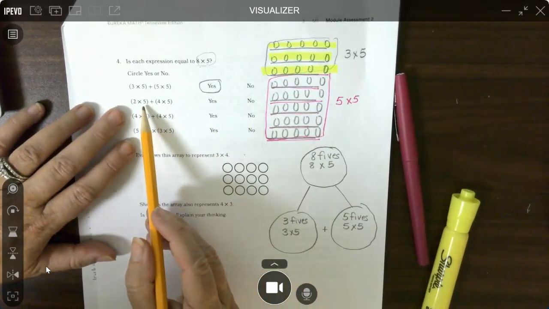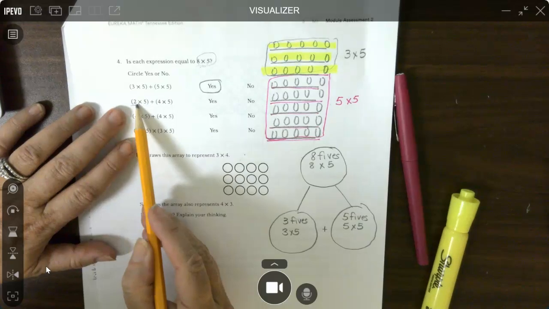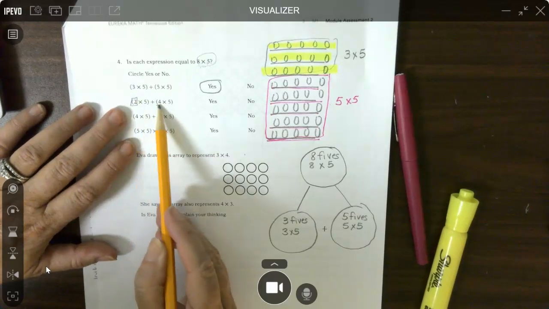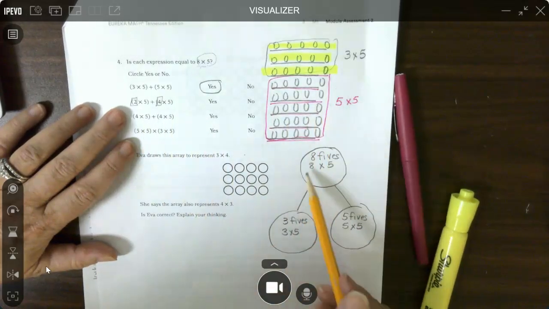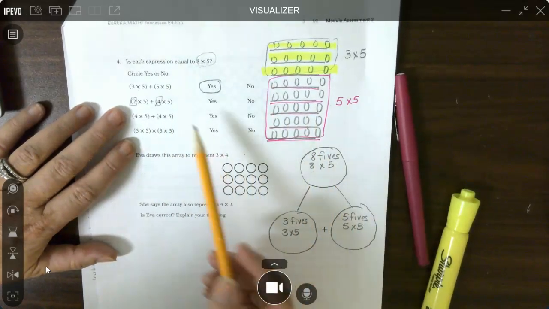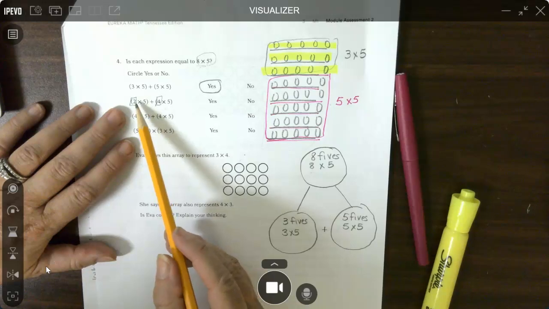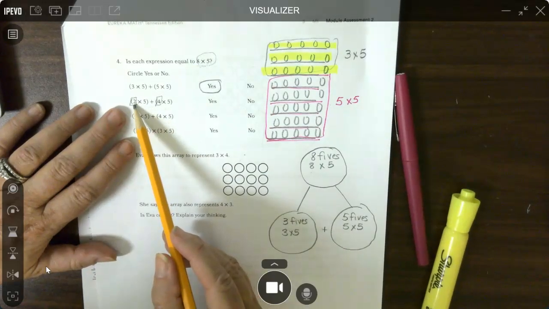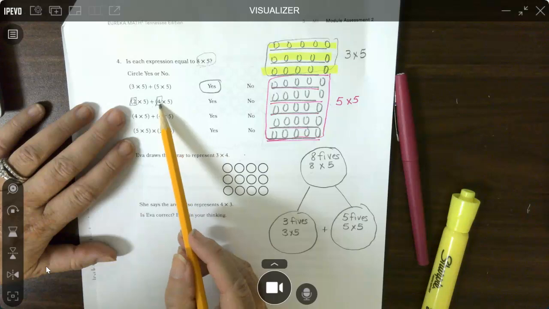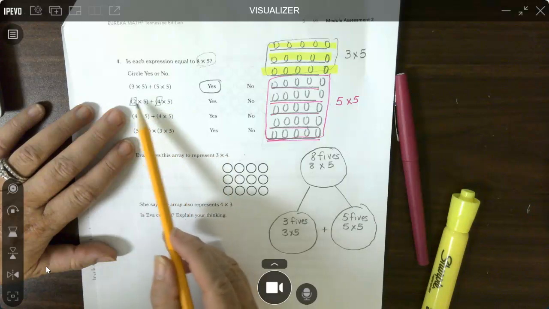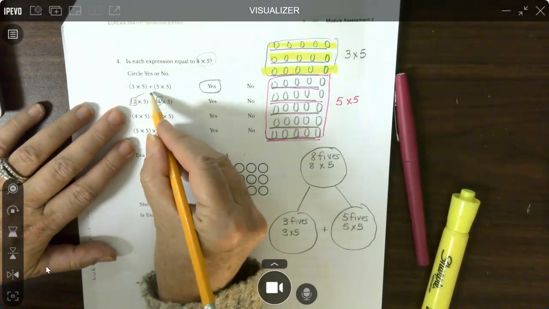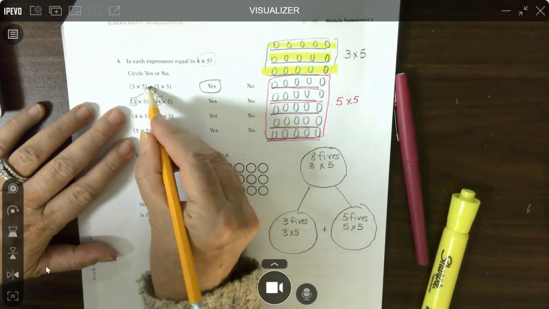Looking at the next one, if I did 2 groups of 5 and 4 groups of 5, is that going to be the same as 8 fives? I cannot make 8 rows if I only have 2 rows and 4 rows. This would represent 6 rows of 5 if I were to put it back together.